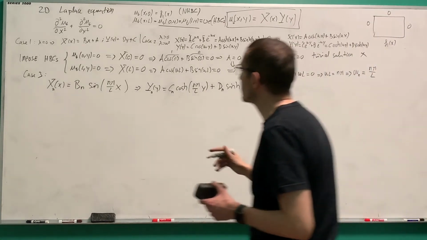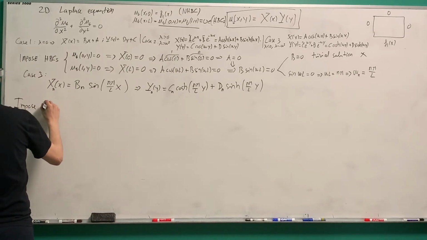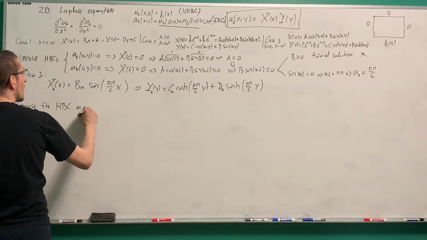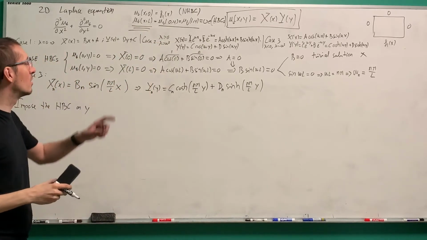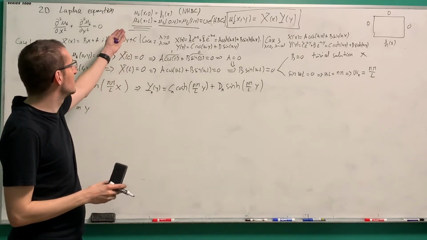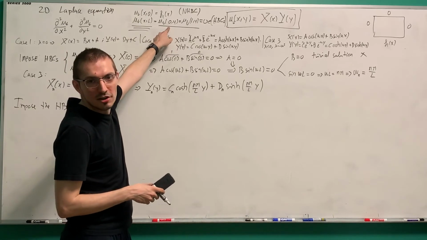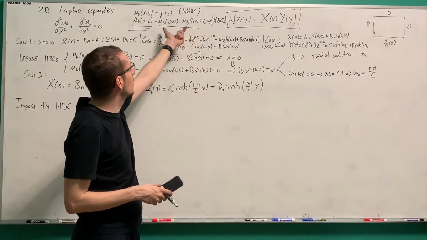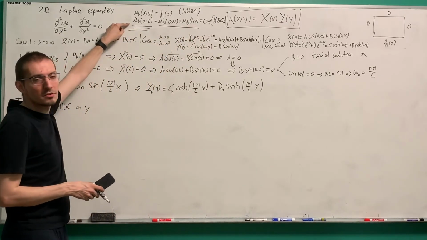So the next step is to impose the HBC on Y, which is this one here. Now we can call this one the lone HBC, the one that is alone, as opposed to the ones that come in pairs. This is a condition at x equals 0 and x equals L, so that's the first one you apply. Conditions on x first, and then you apply the condition on Y.